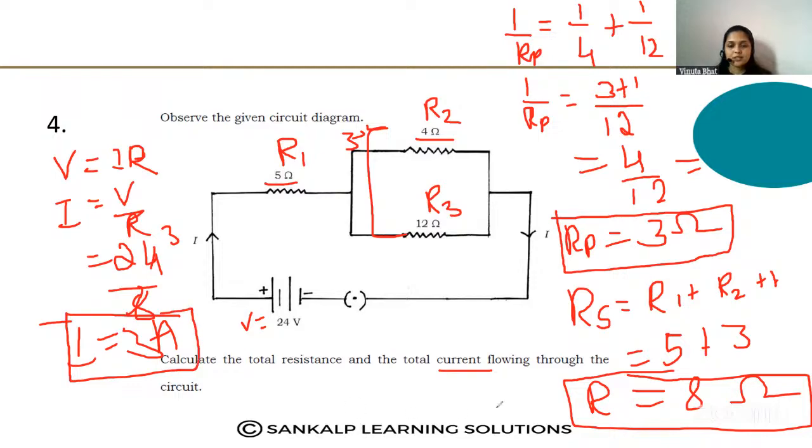Just check it once again, check the values. The total resistance you have to find out is 8 ohm. Then you have to find I is equal to 24 divided by 8, where the total resistance is 8. So the current is equal to 3 ampere. Check it once again.